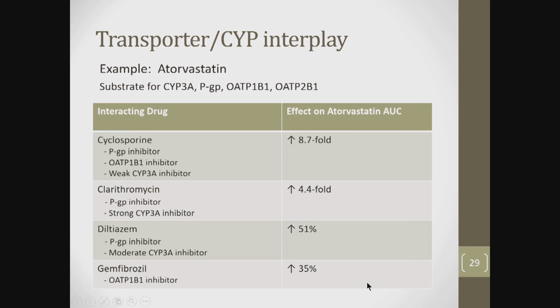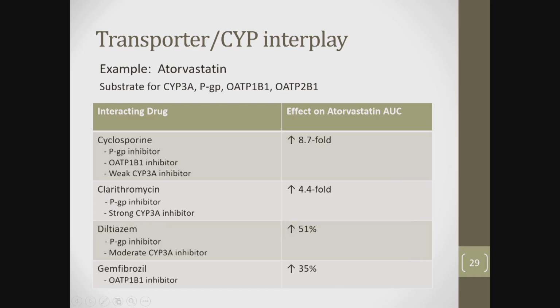So as you might imagine, after looking at that diagram of the hepatocyte, we can get some complex transporter-CYP enzyme interplay. In this example, we're going to talk about atorvastatin. It's a substrate for CYP3A metabolism. It's also effluxed by P-glycoprotein and taken up by OATP1B1 and 2B1 into the liver.